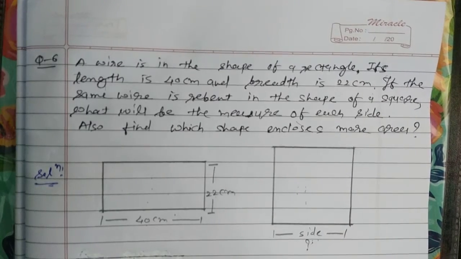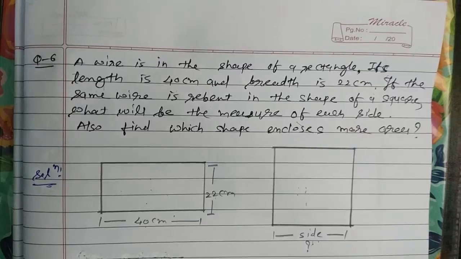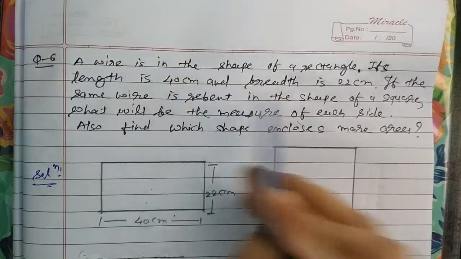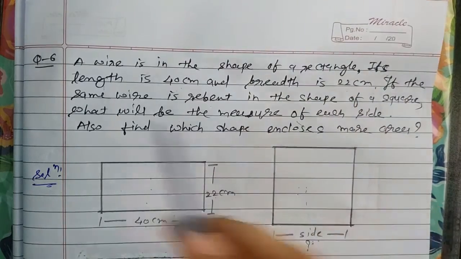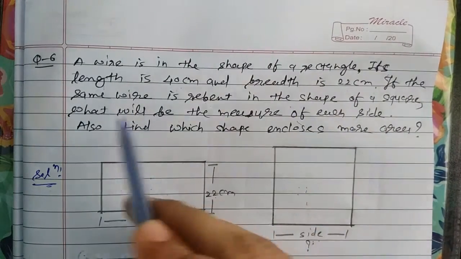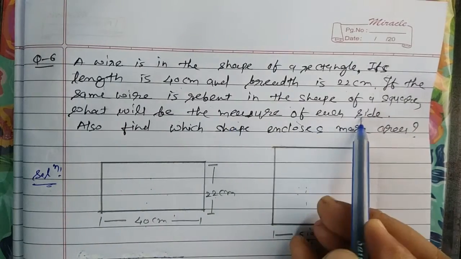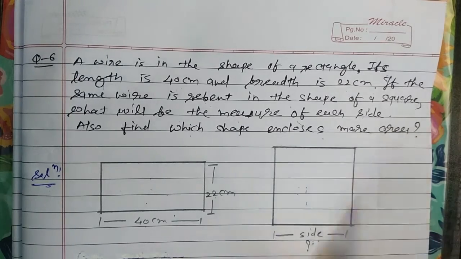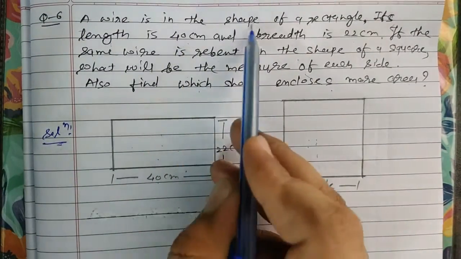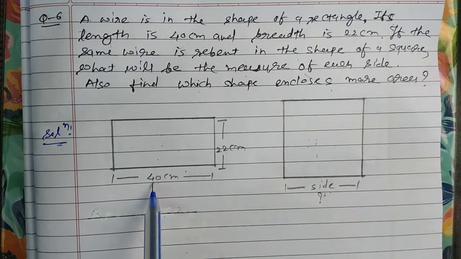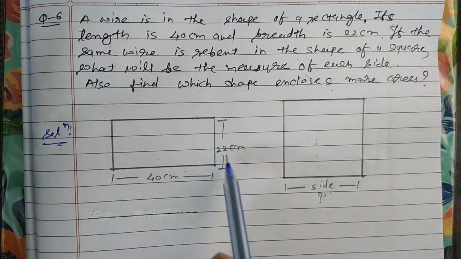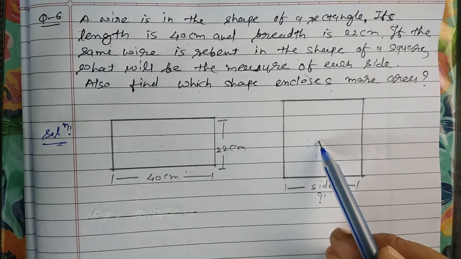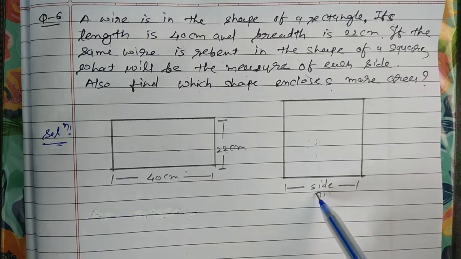Question number 6. A wire is in the shape of a rectangle. Its length is 40 centimeter and breadth is 22 centimeter. If the same wire is rebent in the shape of a square, what will be the measure of each side? Also find which shape encloses more area. So here the wire is in the shape of a rectangle having length 40 centimeter and breadth 22 centimeter. It is rebent to the shape square. Which side we have to find?